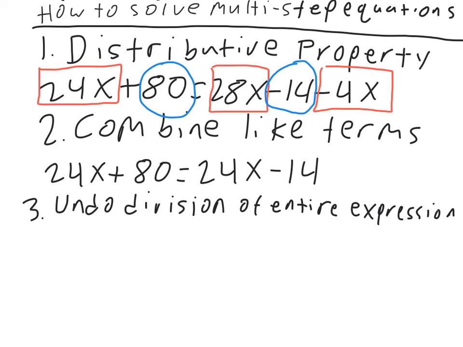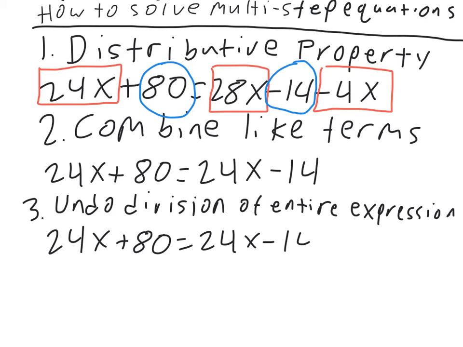Next, step 3, undo division of the entire expression. Once again, is there any division? Nope. So we can skip that step. And I'll just rewrite it all. 24x plus 80 equals 24x minus 14.